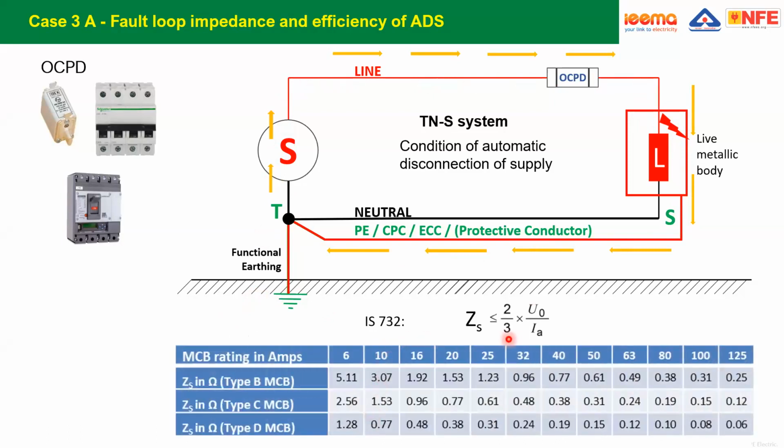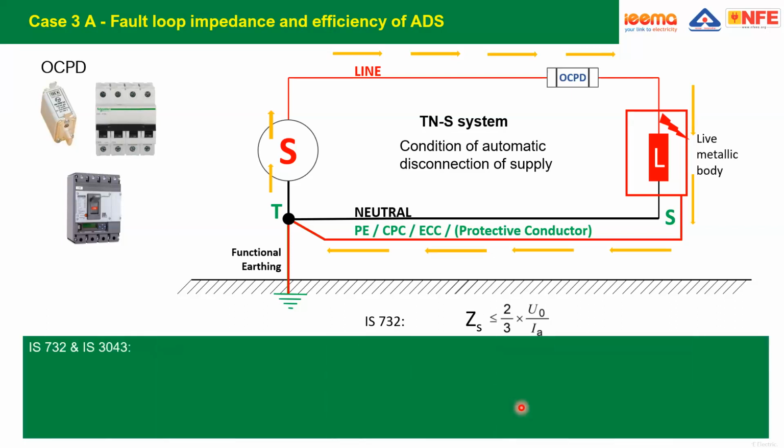The IS 732 is asking to go for a value of 2/3. Measured value or the actual value shall be 2/3 of the calculated value. Then this table is included in the National Electrical Code. For example, ZS in ohms, type C MCB, 32 amps MCB, 0.48 ohm. The impedance of the whole circuit has to be lesser than 0.48 ohm. Then only your 32 amps MCB will trip in case of a fault, earth fault. So this is the concept.